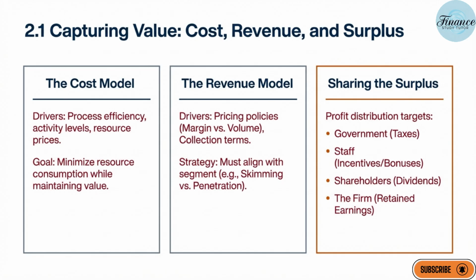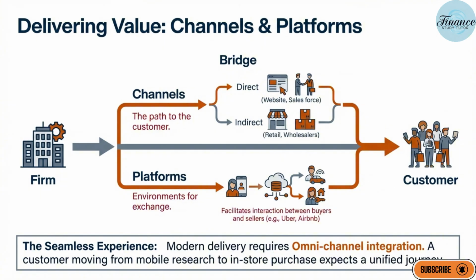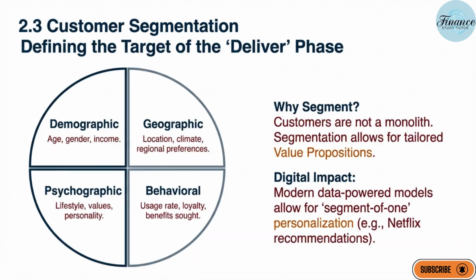Which bridges us perfectly to step 3, delivering value. We've created the value in the kitchen, but it's useless if it just sits there. Right. This is the market interface. Delivering value covers section 2.3 in the syllabus, customer segmentation and channels. And the first rule is you can't sell everything to everyone. You have to segment. Yep. Geography, lifestyle, behavior. But the channels part is where it gets really interesting now. A channel isn't just a delivery truck anymore. No, and that's a key insight. The channel is part of the value proposition.